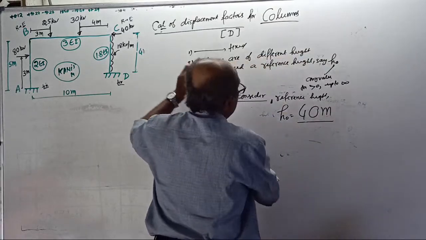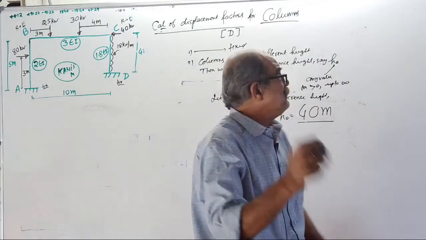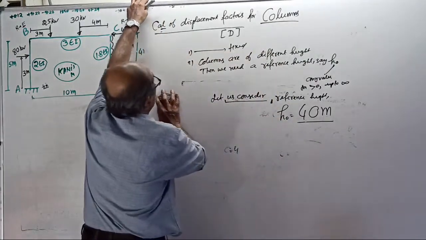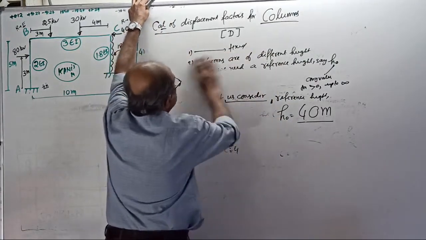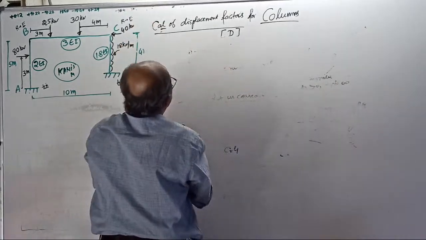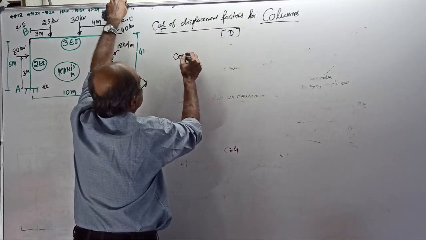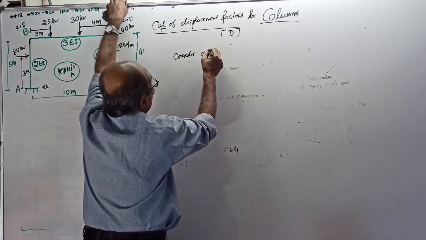Okay. Now, the immediate next step. Remember, the immediate next step is something special. I will remove this one now. Something special. What you do is, you mark only columns. Consider the columns. Consider all columns.